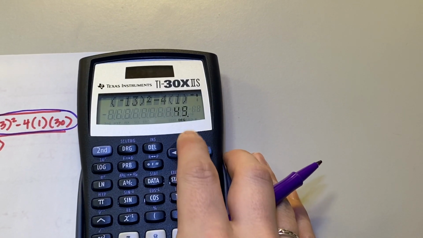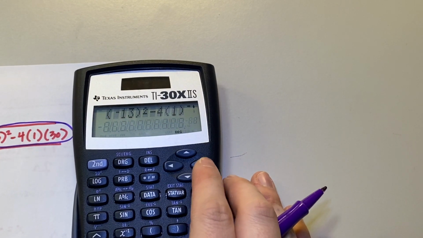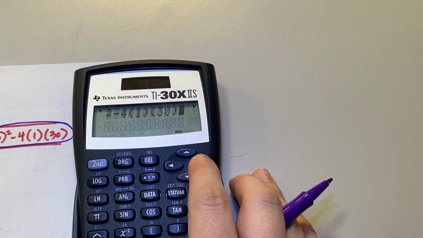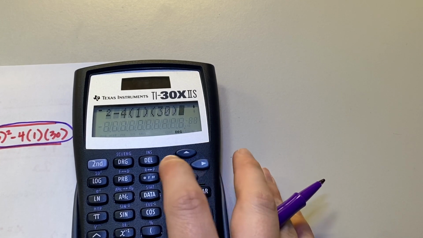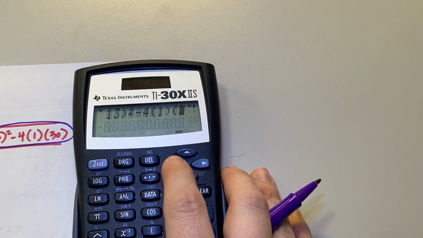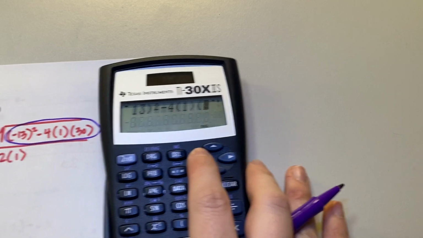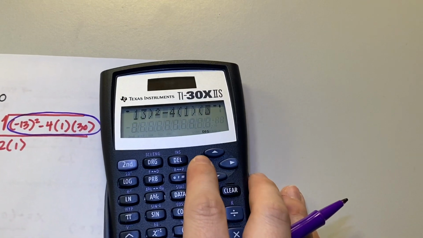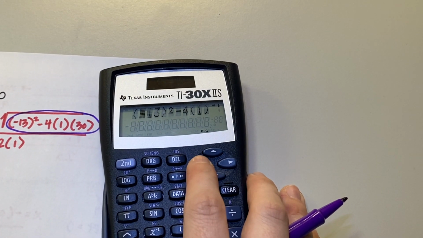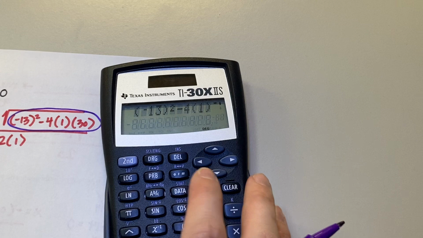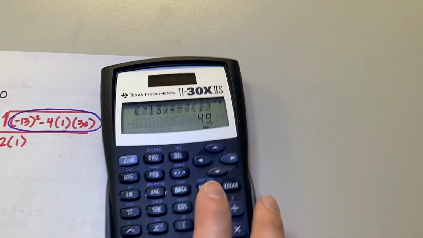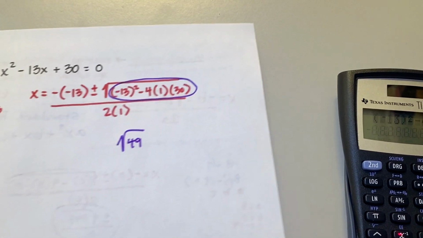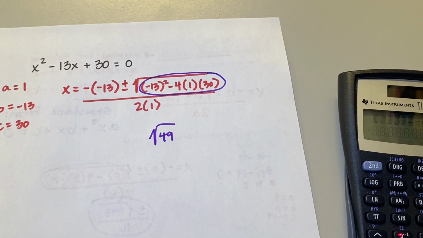Hold on, let me check. Okay, we got negative 13 squared. Yes, minus 4 times 1 times 30. You did a positive one and not a negative one. Ooh, but it is a positive one. I thought it was a negative. Positive one. Never mind, that was my fault. Yeah, you're right. No worries. That's the one thing about calculators. Sometimes you want to just check your work. So we do get positive 49. That whole piece just turned into positive 49.